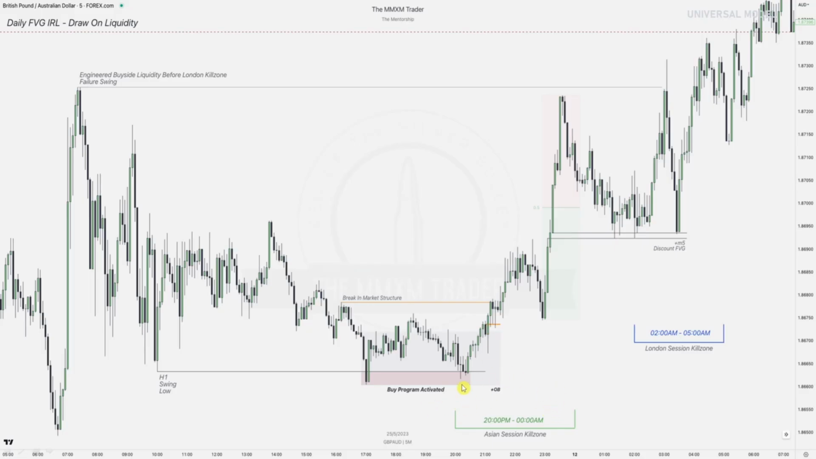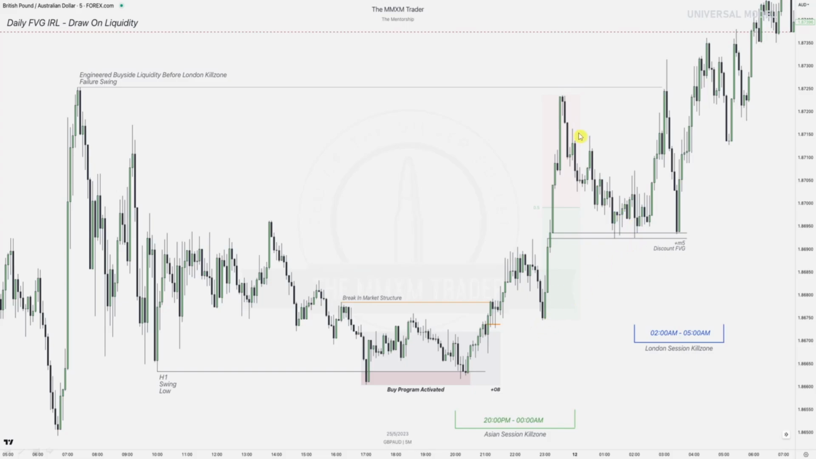So now we went over that Asian session kill zone, right? That OTE entry over here and this order block supporting price to go up higher. We still have that engineered buy side liquidity, right? Because we had that failure swing up here, because this high is still not taken out. So price goes back down, back into discount, right?